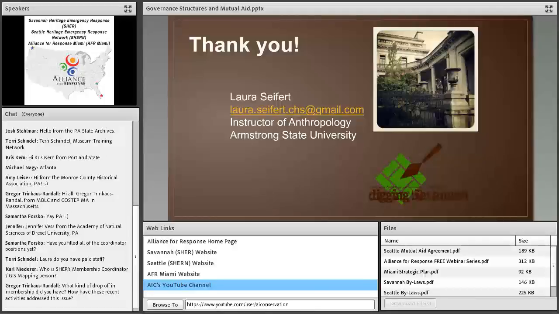And I see the question about the drop-off in membership. I don't have any numbers on what it was originally, but we were into the 30s and the upper 20s as far as membership numbers go.